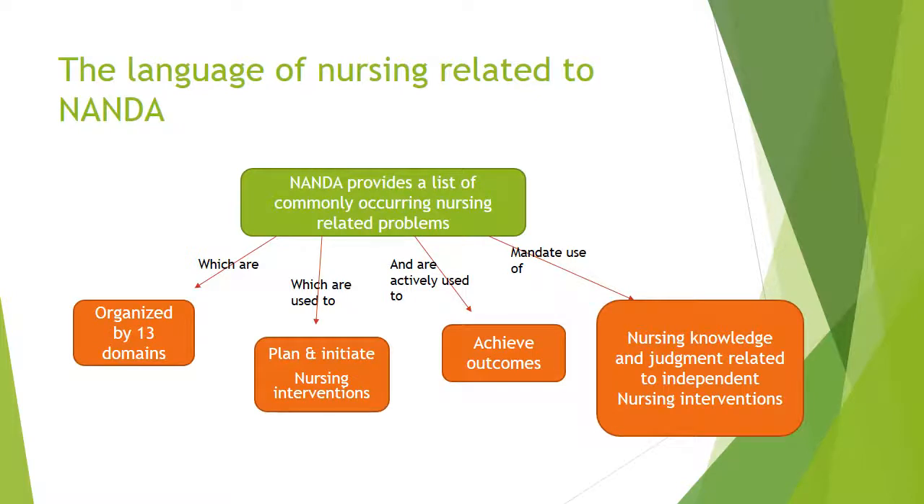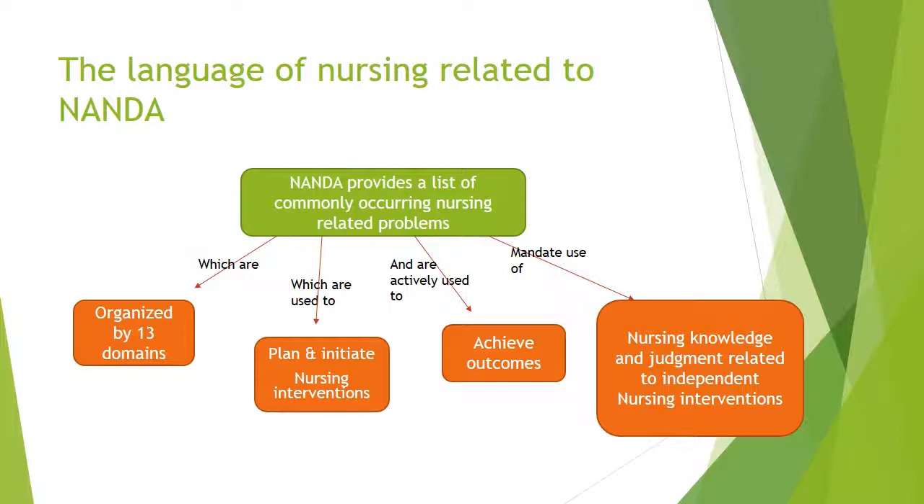Okay, now this, I really like the colors here. The language of nursing related to NANDA. Okay, remember, NANDA is nothing more than an approved list. If we go back to the structure, organization, even things like the helix, we have to be organized. So commonly occurring things that can happen to patients are what becomes a NANDA approved diagnosis.